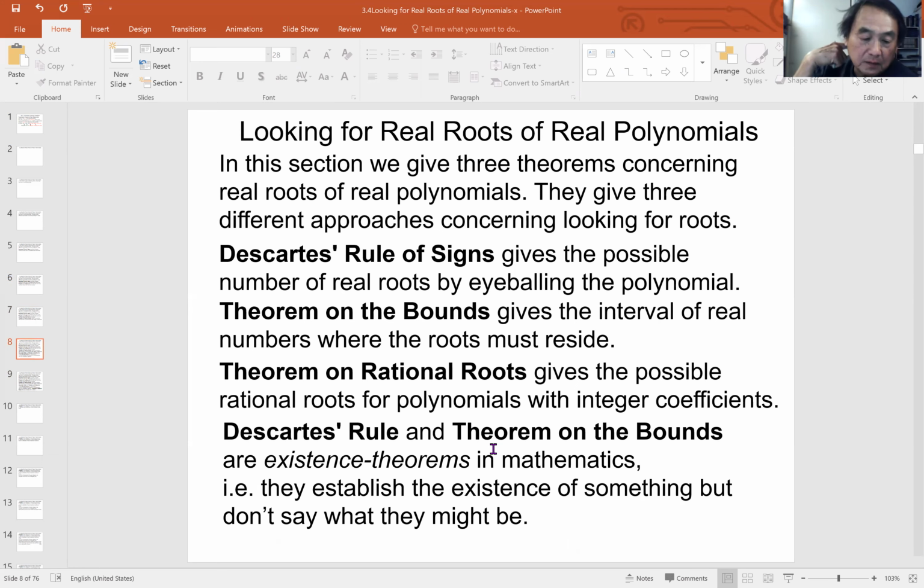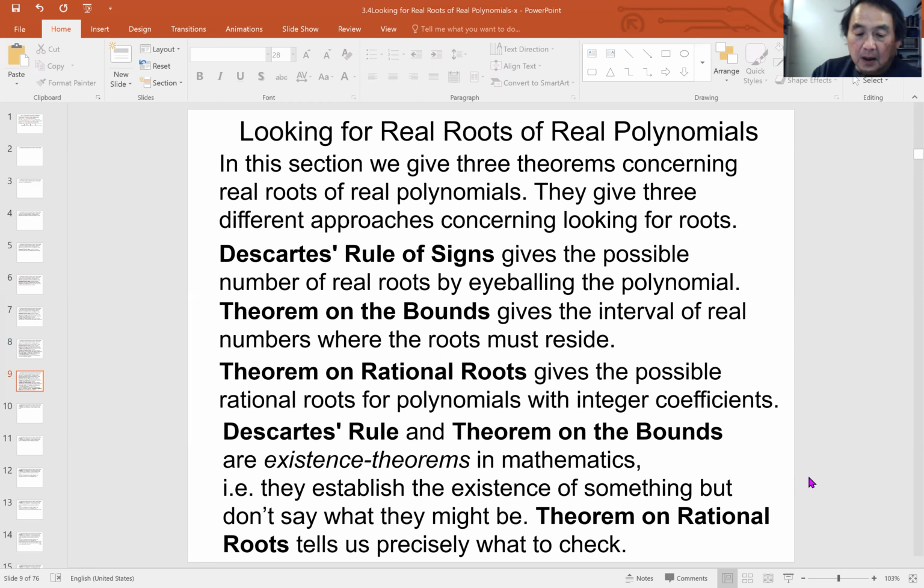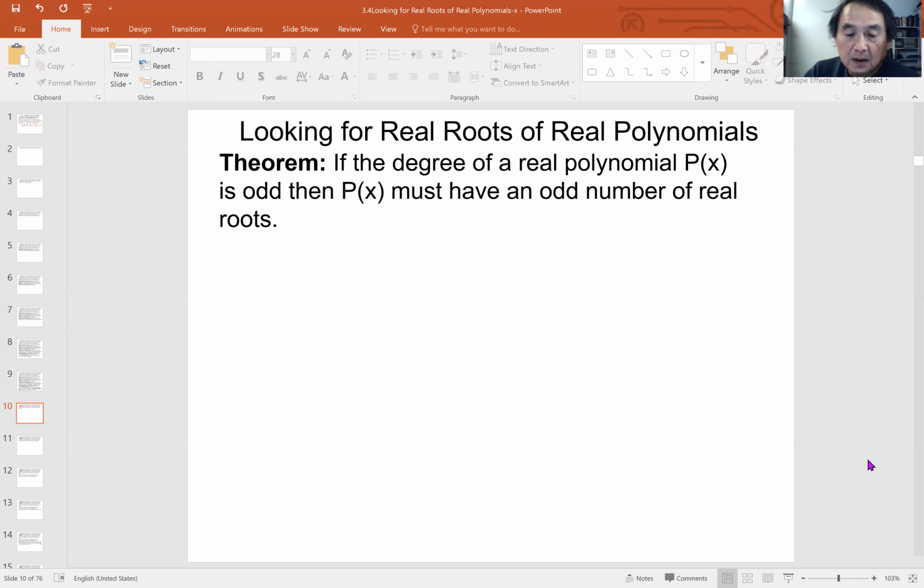The first two methods don't tell you what the roots are. They just tell you whether roots exist, or justify that they exist, so we call those existence theorems in mathematics. The theorem of rational roots, the third one, is more precise. It tells you that if you're looking for these types of roots, these are the only candidates, and either you find them in here or they don't exist.